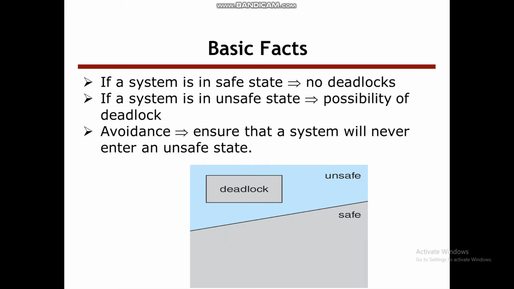And deadlock avoidance is ensuring that the system will never enter an unsafe state. So in the avoidance part, what we are going to do is ensure that the system is always in a safe state. A possibility of deadlock exists only when it moves to the unsafe state. So we are going to ensure that the system will always be in a safe state.